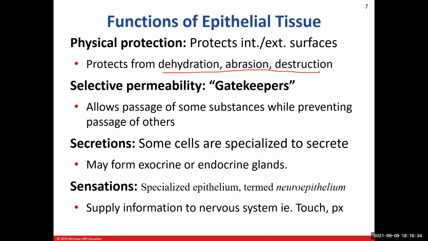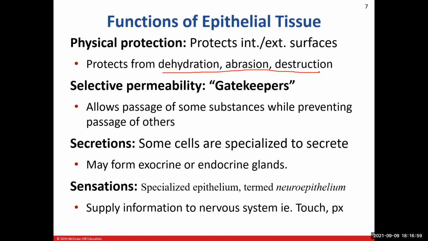So epithelial tissue, depending on where it's found, is going to protect either the inside or the outside surfaces of your body. All right. Nice thing about this type of epithelium is that it is selectively permeable, similar to the concept we learned with the plasma membrane. It'll let certain substances cross, and it will prevent the crossing of others. So that can be very helpful. Therefore, we give it the nickname, the gatekeepers.